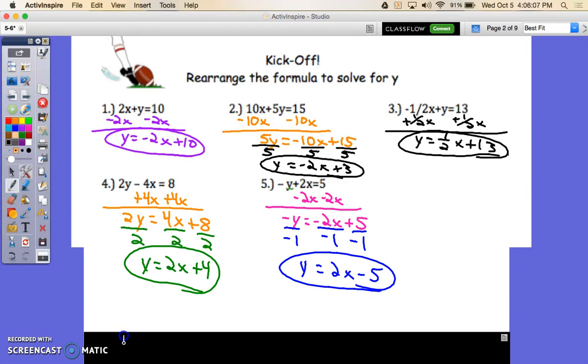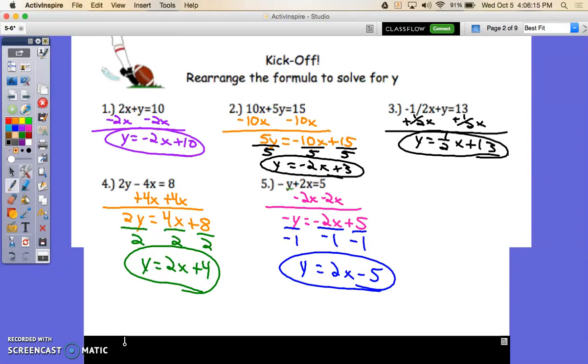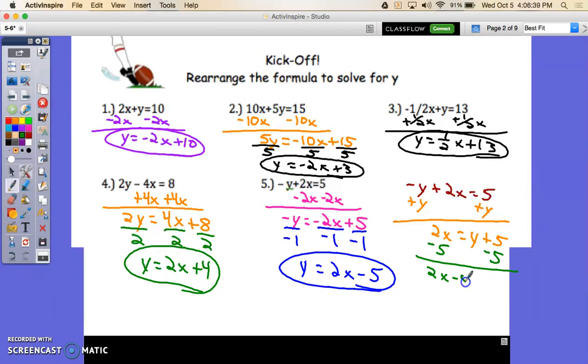Once again, just to save some time here, we have adding 4x to both sides, dividing by 2, subtracting 2x from both sides, and then dividing by negative 1. You can also approach number 5 a different way if you want to challenge yourself a little bit. If you have negative y plus 2x equals 5, think about adding y to both sides as a move. And that'll leave you with 2x equals y plus 5, and then you could go ahead and subtract 5 from both sides. And if you notice, you have 2x minus 5 equals y, which is exactly what we were left with in the first place. All right, so hopefully we're good to go.